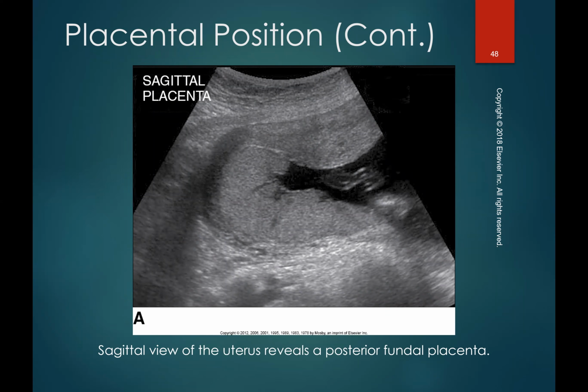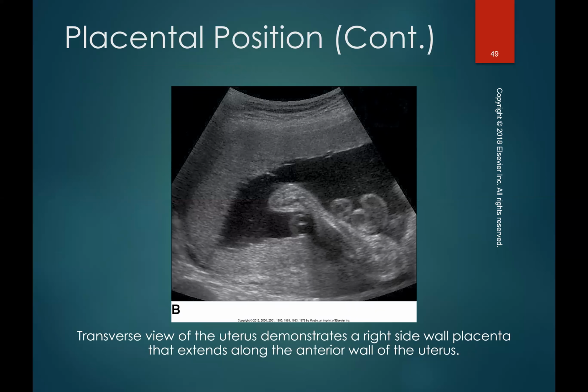So this is a sagittal view of the uterus that reveals the posterior fundal placenta. That's normal. We want to see it actually fundally. The further away from the cervix I like to see it, the better. This is a transverse image of the uterus, and you can see that the placenta wraps around the wall. So this is more like an anterior right lateral placenta.